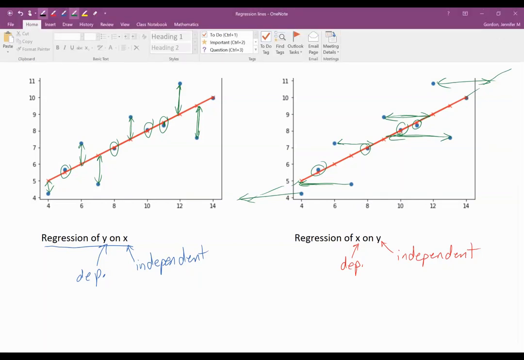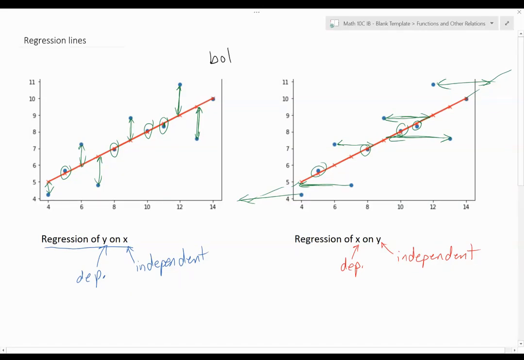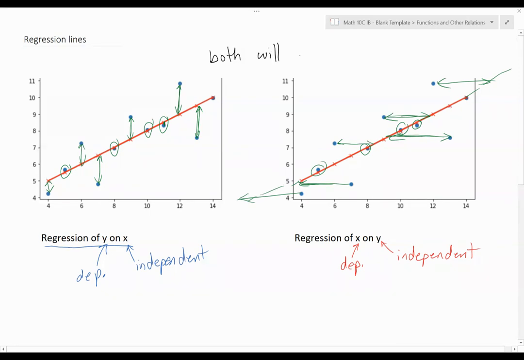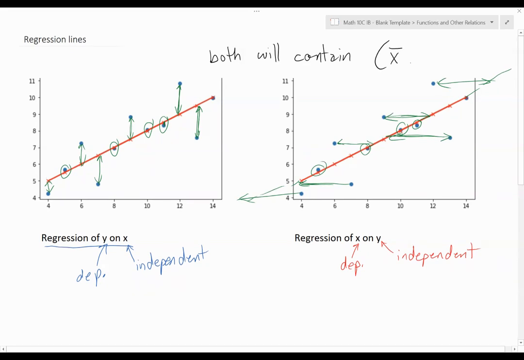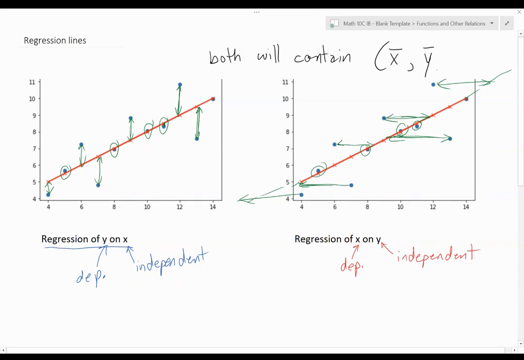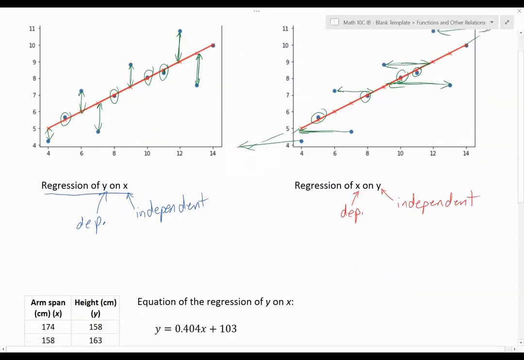What is going to be true of both of these equations is that both will pass through, so both equations will contain the point, the average value of x and the average value of y. This notation where I put a bar over is used to mean the mean. So the mean value of x and the mean value of y will be contained on both of these equations. That is essentially where they will intersect. If I find the average of all the x values and the average of all the y values, that point will be on both lines.